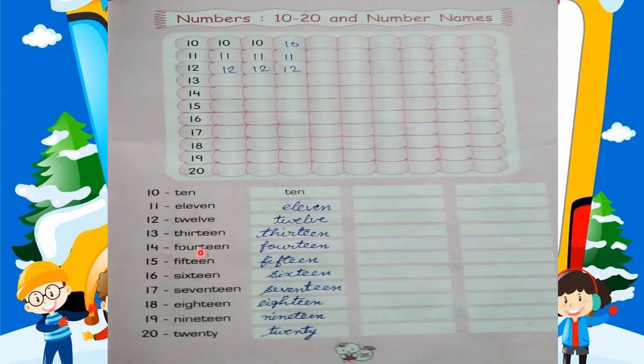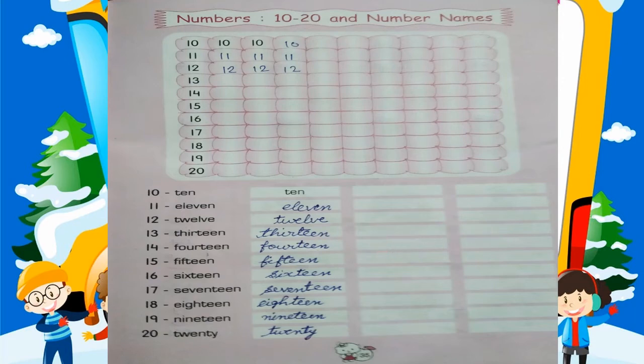T-H-I-R-T-E-E-N, 13. Next 14, F-O-U-R-T-E-E-N, 14. Next is 15, F-I-F-T-E-E-N, 15. Next is 16, S-I-X-T-E-E-N, 16. Next is 17, S-E-V-E-N-T-E-E-N, 17. Next is 18, E-I-G-H-T-E-E-N, 18. Next is 19, N-I-N-E-T-E-E-N, 19. And the last one is 20, T-W-E-N-T-Y, 20. So firstly we will learn this spelling and then write it 3 times. Now this is done.